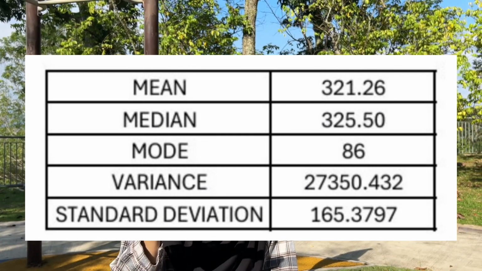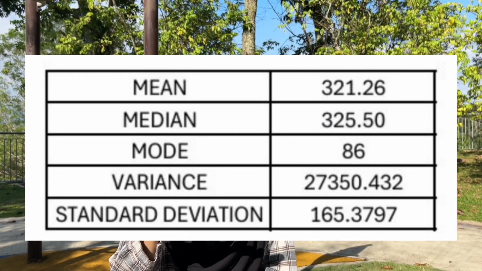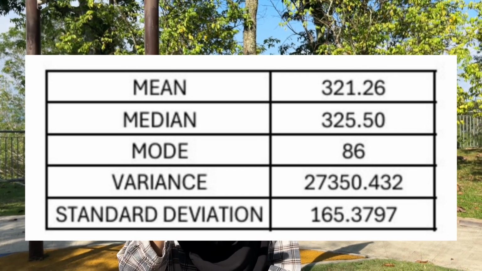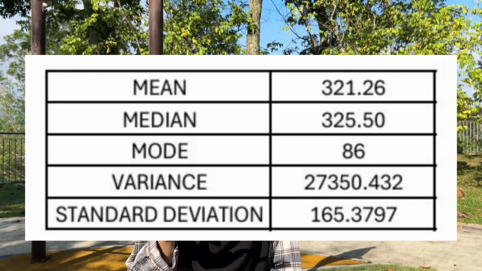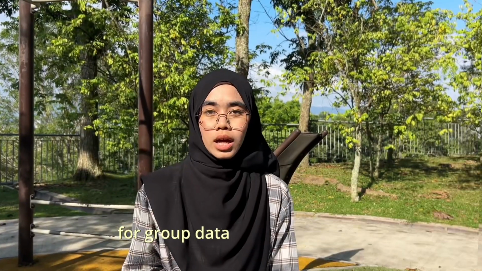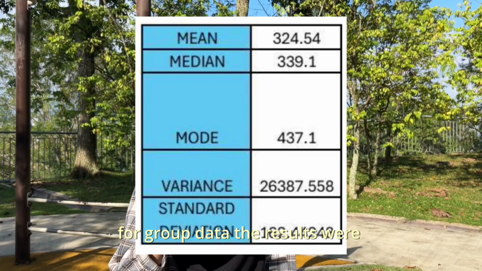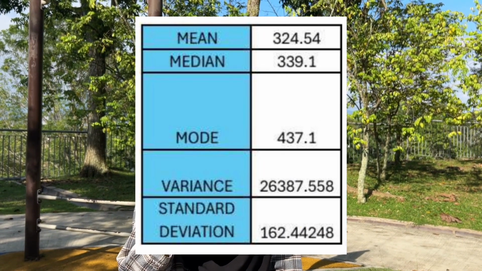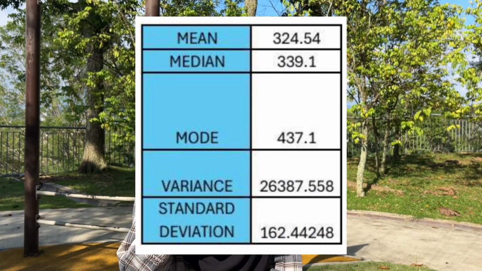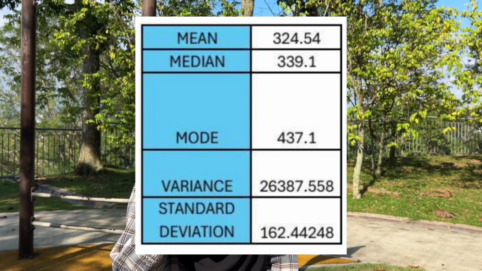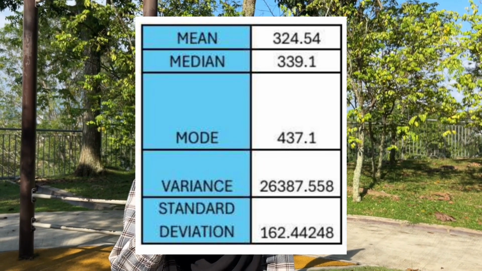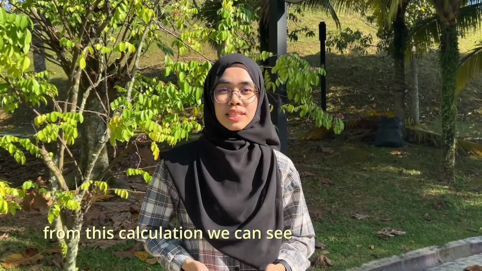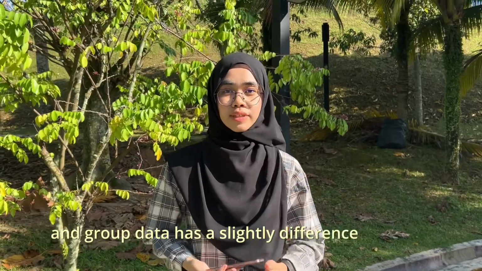When analyzing the ungrouped data, we calculated mean 321.26, median 325.5, mode 86, variance 27,350.432, standard deviation 165.3797. For grouped data, the results were mean 324.545, median 339.1, mode 437.1, variance 28,960.3, standard deviation 117.177. From this calculation, we can see that ungrouped data and grouped data have slightly different values.